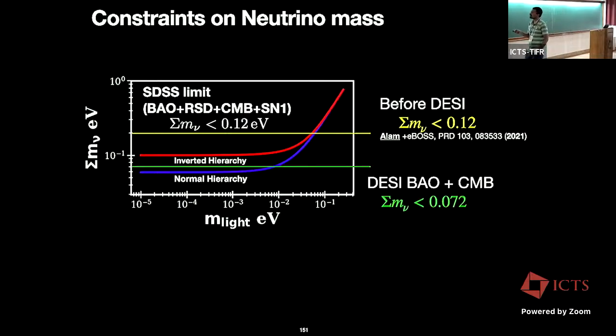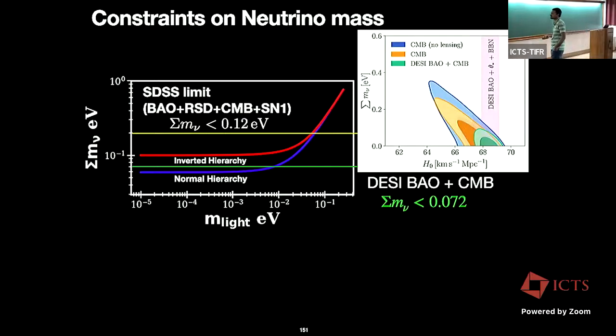And if you look at the recent DESI result, which I showed you earlier in terms of the dark energy equation of state, and you use that behavior to put a limit, you are basically getting something like 0.07 electron volt. Okay, so you're like, oh wow, we are about to rule out inverted hierarchy. But remember, this is just a 2 sigma constraint. At 3 sigma, you will not rule out inverted hierarchy. At 3 sigma, it will be large enough that inverted hierarchy is still allowed.